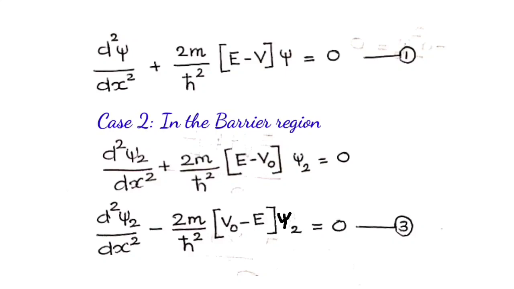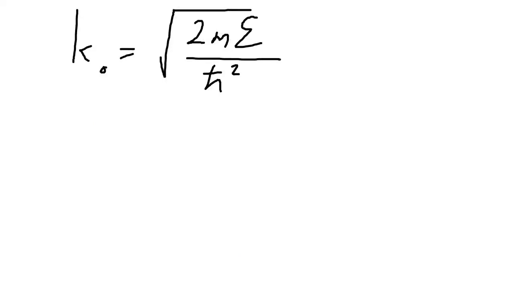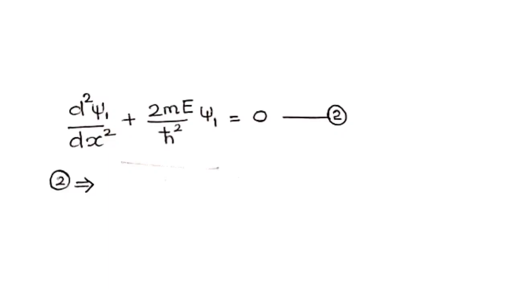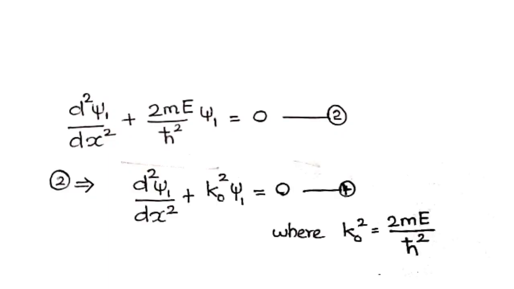Here the wave function in the barrier region is taken as psi 2, and psi 1 is considered for the wave function of the electron in the well region. The wave number k0 is equal to square root of 2mE divided by h cut square. So k0 square will be 2mE divided by h cut square. So equation number 2 can be rewritten as d square psi 1 divided by dx square plus k0 square into psi 1 is equal to 0. This can be taken as equation number 4.